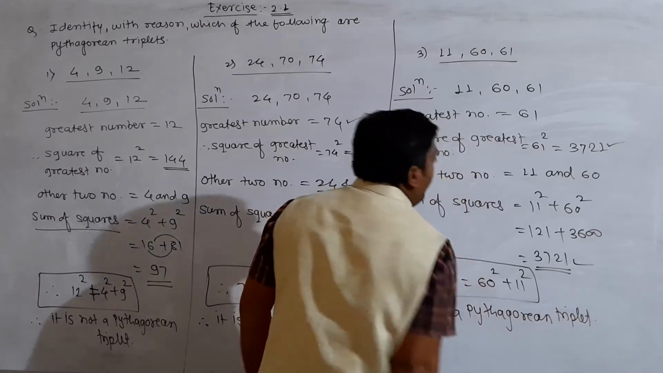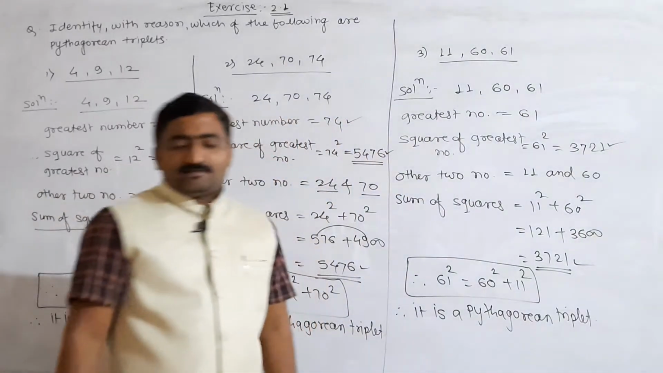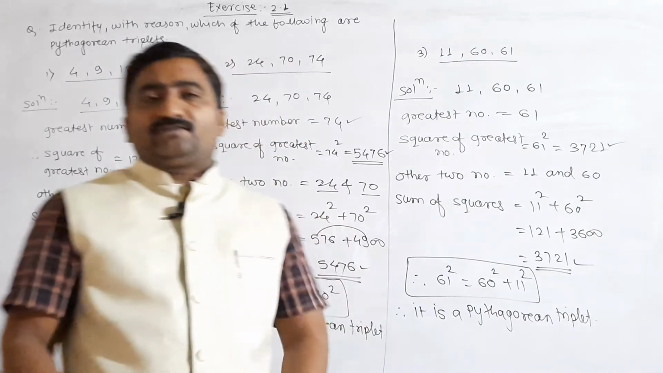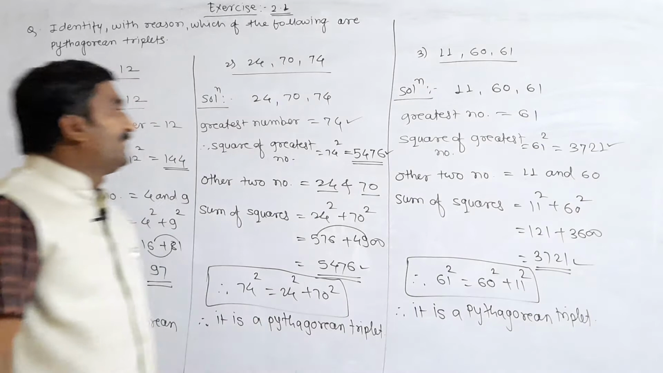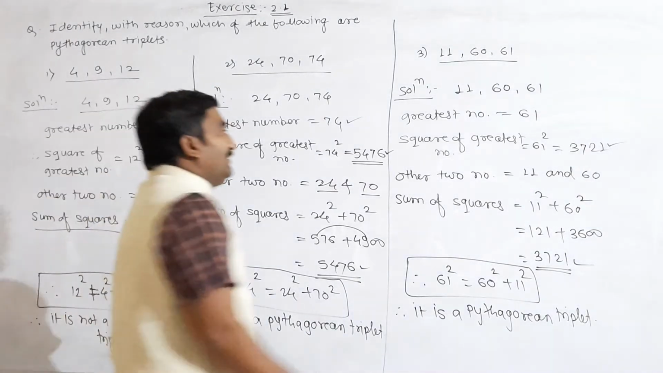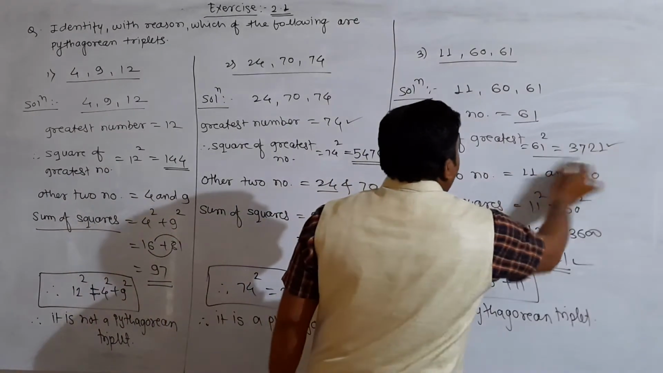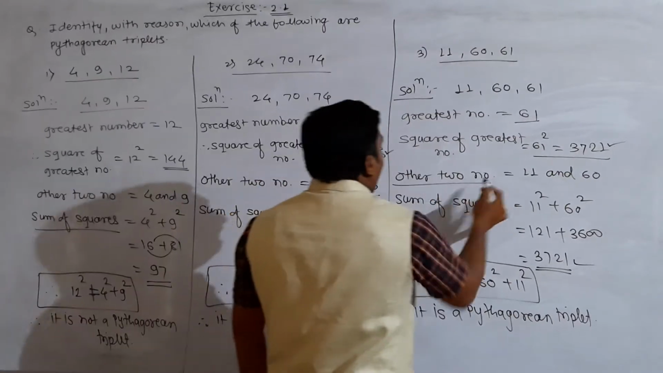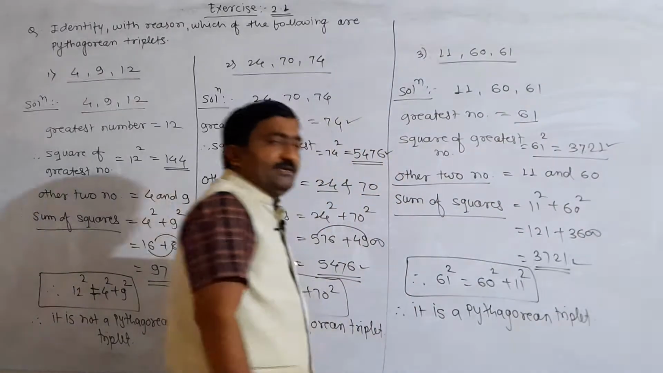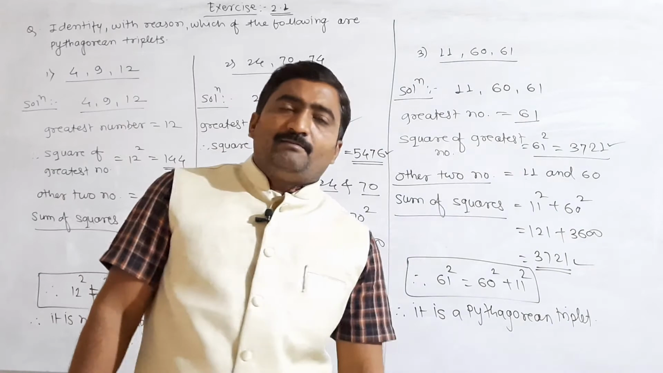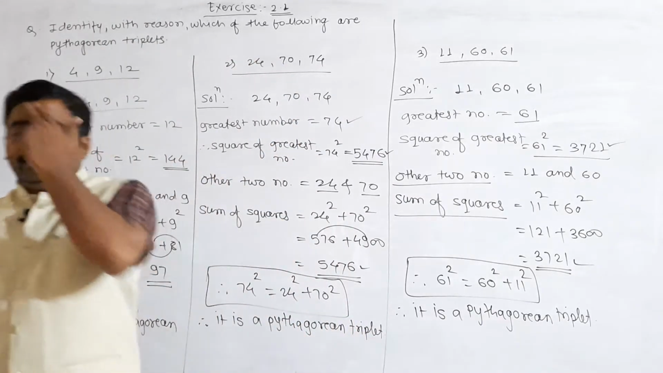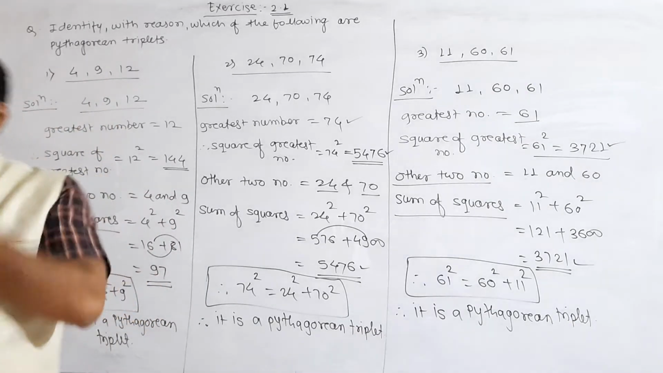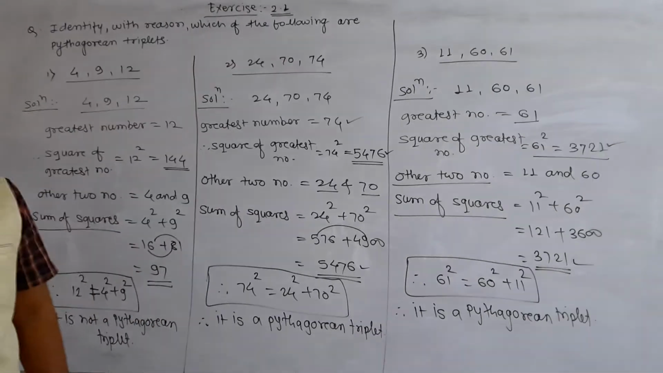In your examination, you may be asked whether a given triplet is a Pythagorean triplet or not. In this way, we can solve it. First, take the greatest number and its square. Then find the sum of squares of the other two numbers. When the square of the greatest number is equal to the sum of squares of the other two numbers, then that triplet is a Pythagorean triplet.